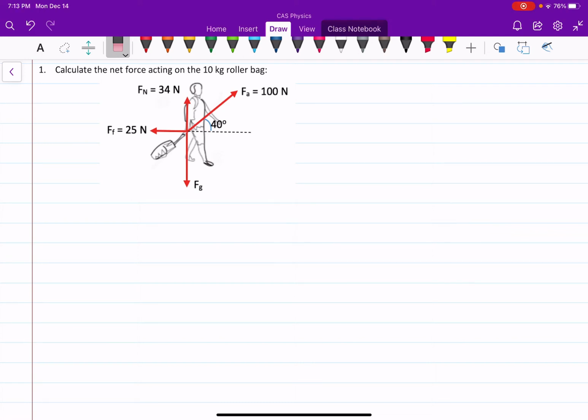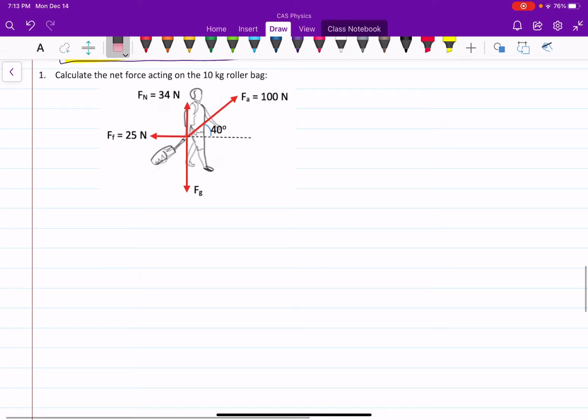Okay, so this question in 2 dimensions has a lot going on. This is actually question 4. I don't know why it says 1. There's a lot going on in this question. There's forces up, down, to the left, at some random 40-degree angle to the right. So we've got to figure out what to do.